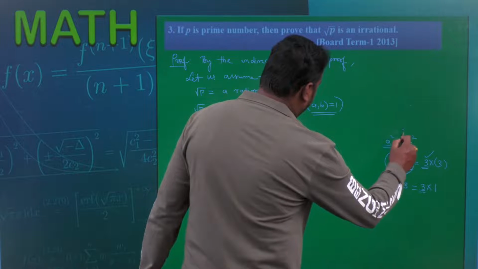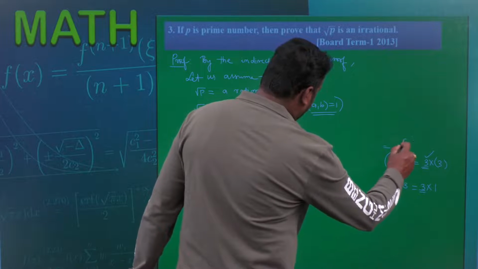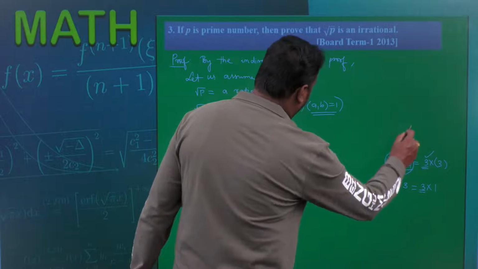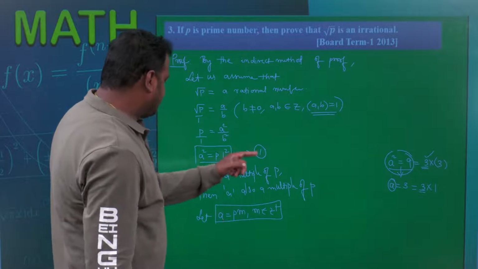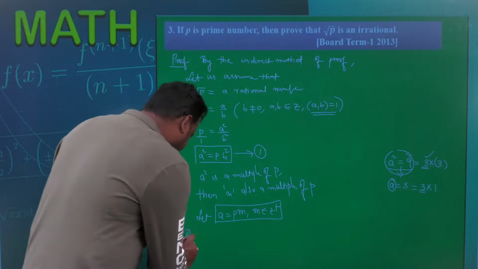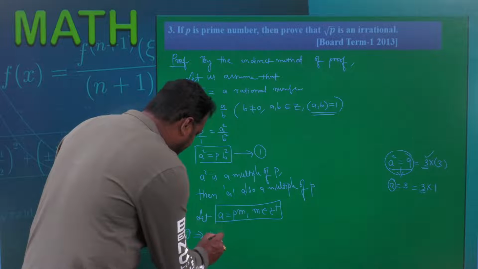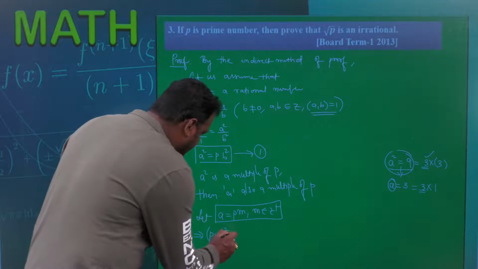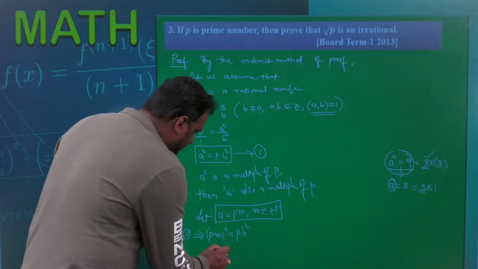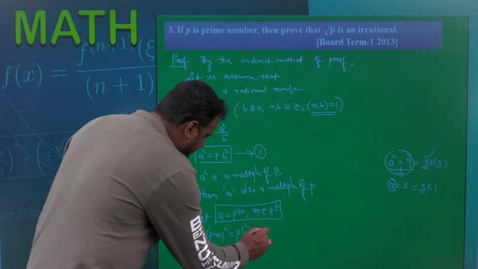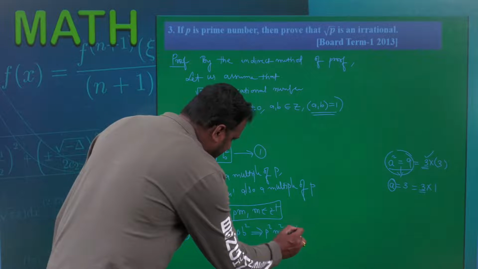I am going to substitute this in the first equation. So when I substitute this in the first equation, a is equal to pm, so the first equation will become a square, a is equal to pm, so pm whole square is equal to pb square. Pm whole square is going to be p square m square is equal to pb square.